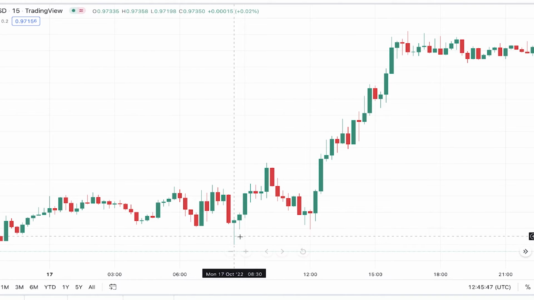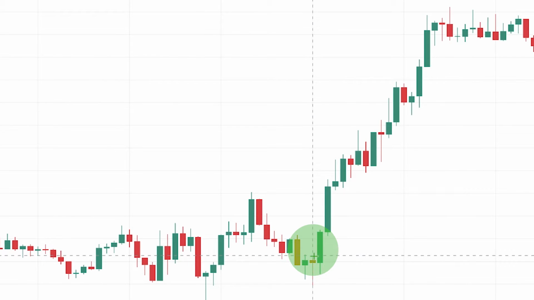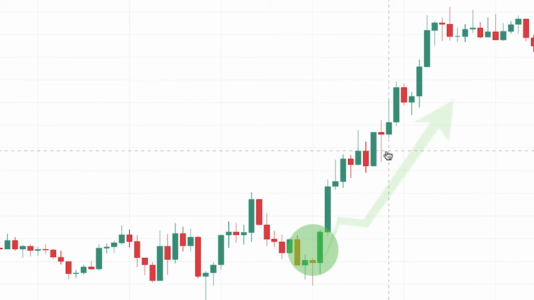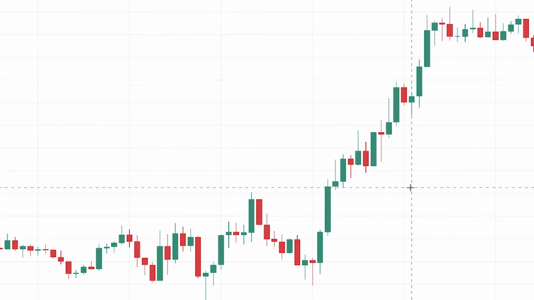How many times have you encountered a situation in the market where you regretted it and told yourself, oh man, I wish I had entered at this point. I wish I could have realized that the price was going to jump here. If you're interested to learn how you can catch these kinds of movements, stay with me.